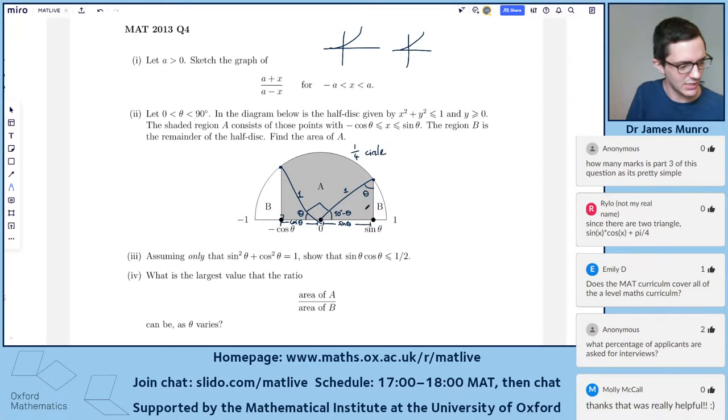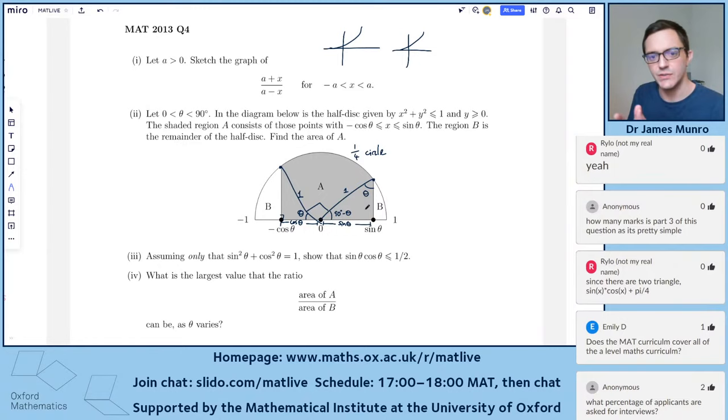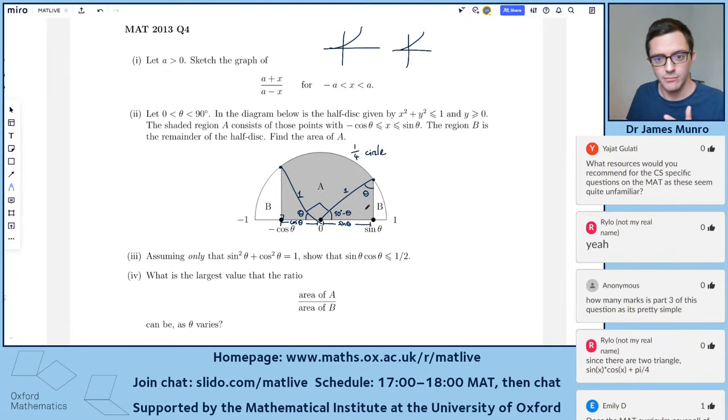Resources for the CS questions. For CS questions, I think experience of doing tricky questions is more helpful even than it is for the rest of the MAT. That skill's already helpful for the rest of the MAT, but experience of trying tricky questions is really helpful for CS questions. They've got some recommendations on their website of other places where you can find tricky questions.